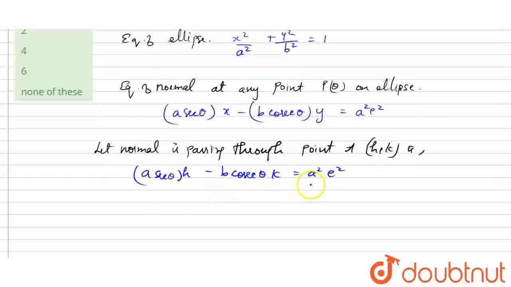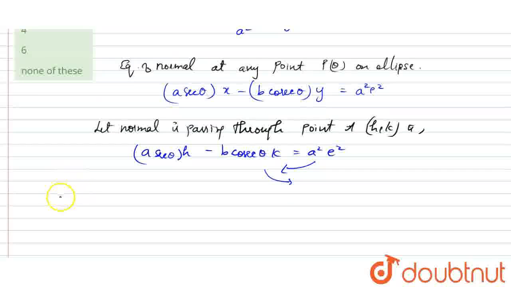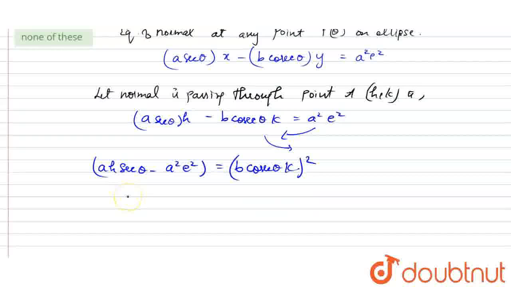Okay, students, now I'm going to take this a value to the right hand side and the cosecant value to the right hand side, so it will become a h secant theta minus a square e square, which is equal to b k cosecant theta, the whole square. Okay, students, now I'm going to expand this one.